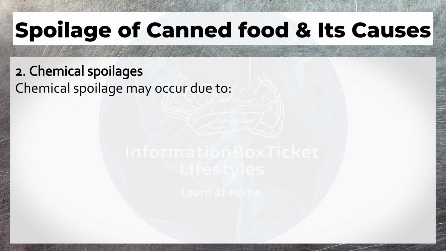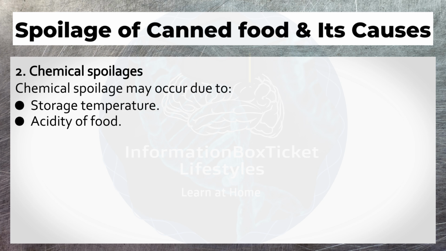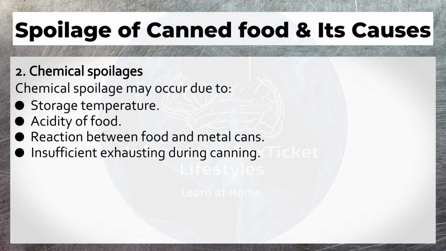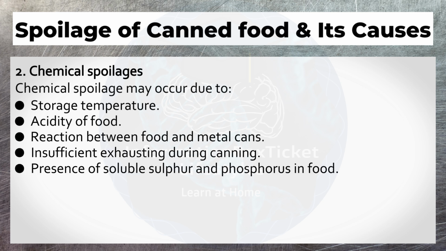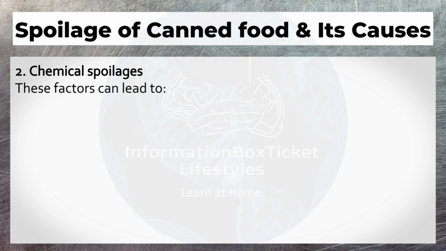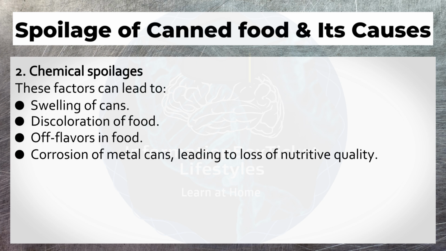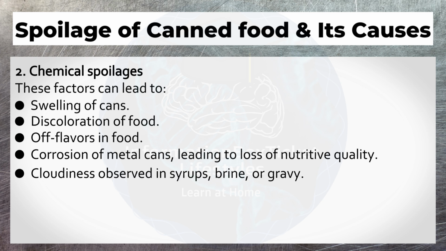Second, chemical spoilages. Chemical spoilage may occur due to storage temperature, acidity of food, reaction between food and metal cans, insufficient exhausting during canning, presence of soluble sulfur and phosphorus in food, enzymatic action of food. These factors can lead to swelling of cans, discoloration of food, off flavors in food, corrosion of metal cans leading to loss of nutritive quality, cloudiness observed in syrups, brine, or gravy.